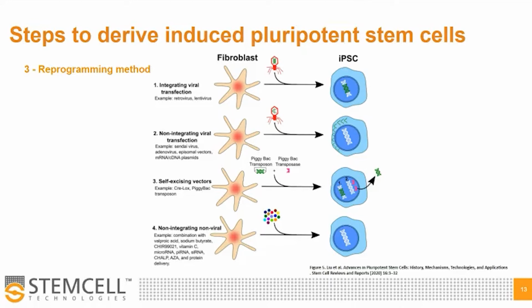Integrating viral systems were the first to be used to deliver transcription factors to generate iPSCs, but they have the disadvantage of incorporating their genetic material and contributing to teratoma formation. By avoiding integration, novel methods such as using non-integrating vectors, self-excising vectors, and non-integrating non-viral vectors represent iterative improvements upon this initial methodology. Such approaches provide significant advances in the safety and efficacy of iPSCs, which may then be applied for downstream scientific and clinical applications.